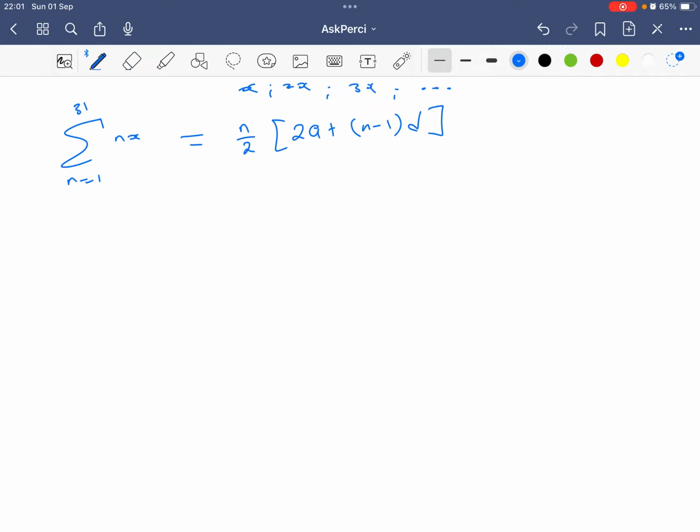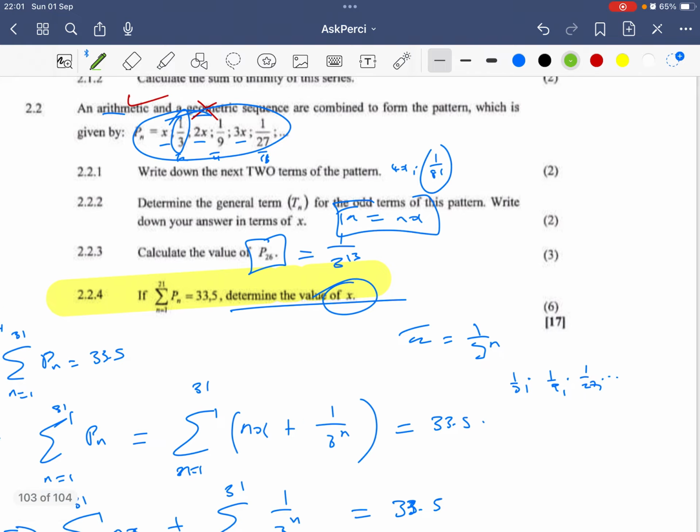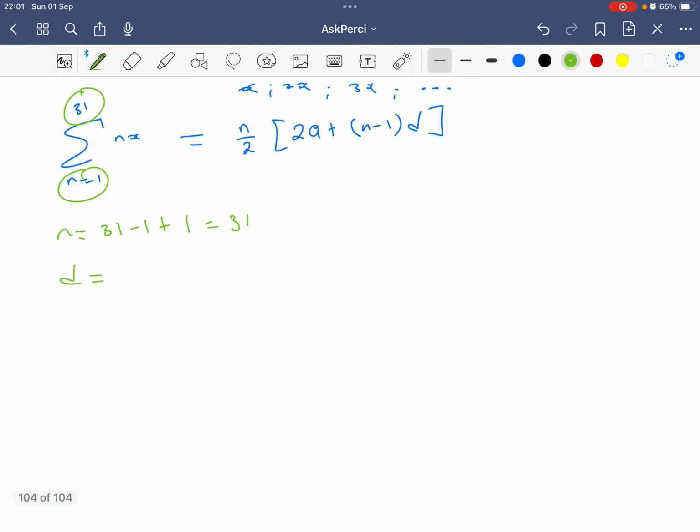Now we need to find n. Remember again, the way you find n, you say this term minus this term plus 1. So it's 31 minus 1 plus 1, which is equal to 31. That's our n. And d, we already know what d is from the earlier working. d is x. If you don't know, go back and see that.